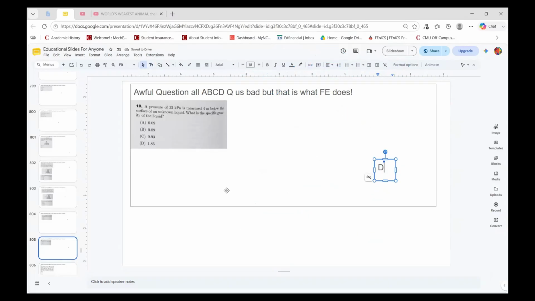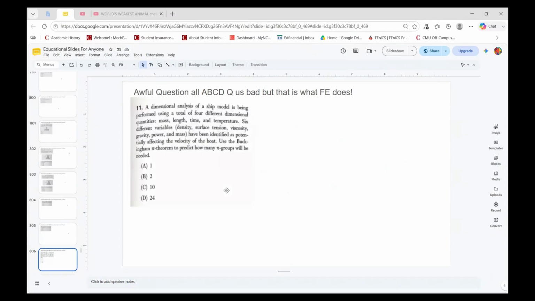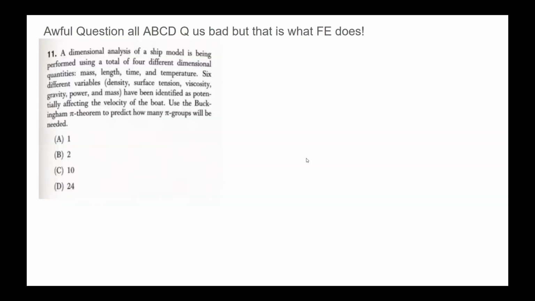With that being said, I think we have one more question in this section. A dimensional analysis of a ship is being performed using a total of four different dimensions. I can't read anymore. It's loading very slowly. Mass, length, time, and temperature. Six different variables: density, surface tension, viscosity, and so on. How many are identified as potential groups? Oh, this is the Buckingham Pi theorem.